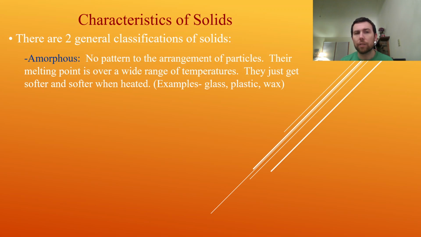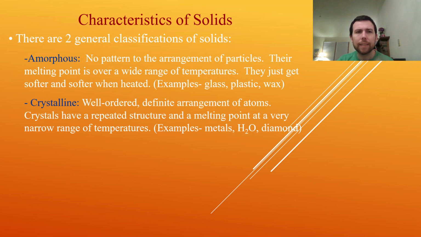Now, amorphous solids, when you start to look at their melting points, they're going to be over a wider range of temperatures. So instead of it going directly into the liquid phase, like having an abrupt cutoff, what tends to happen is that the solid itself just tends to get softer and softer when it gets heated. So some things that fall in this amorphous category would be things like glass, plastics, and wax.